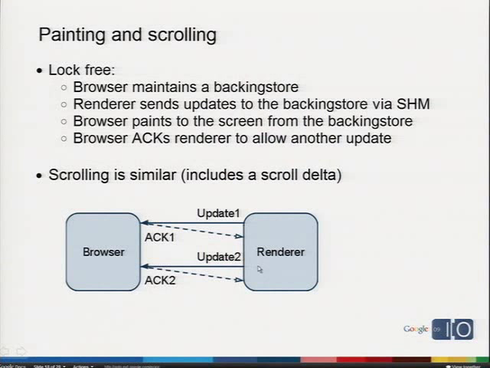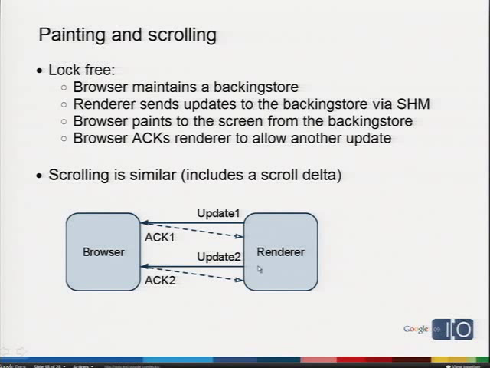So, painting and scrolling: lock-free painting and scrolling. This is a system that we implement of maintaining a backing store in the browser, a recent pixmap of what the tab looks like. Very simple idea. And then the renderer, whenever it needs to update a region, sends a bitmap over shared memory to the browser, which blits that into its backing store, and then blits that result onto the screen. Very straightforward. And then when the browser is finished putting pixels on the screen, it acknowledges to the renderer, hey, now it's a good time to produce another bitmap.